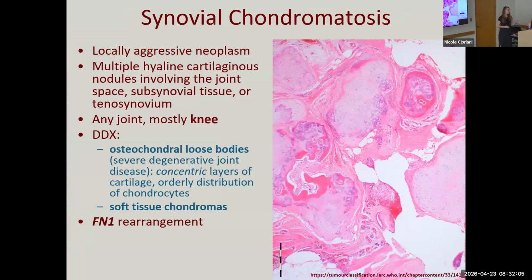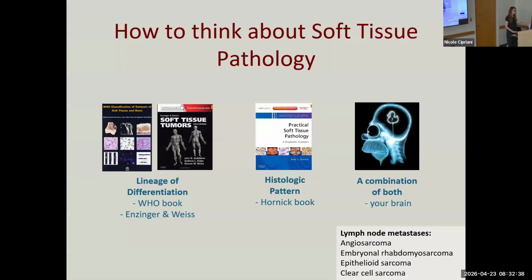Okay, then you have synovial chondromatosis, which looks kind of like osteocartilaginous loose bodies that you can see in osteoarthritis, but is always lined. All of these things are lined by synovium, and they sort of are very diffusely involving the knees and the subsynovial tissues. If you are not sure whether this is degenerative or neoplastic, you can do FN1 gene rearrangement because these are FN1 associated. All right, soft tissue.